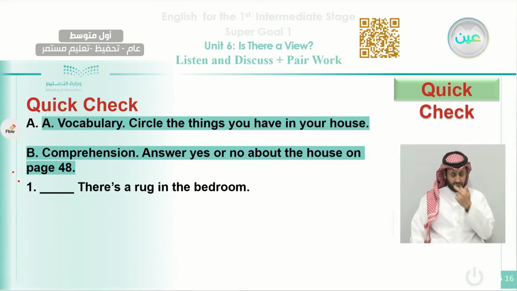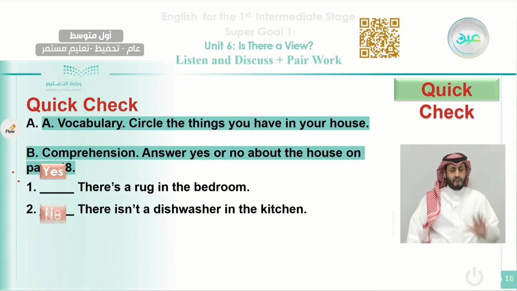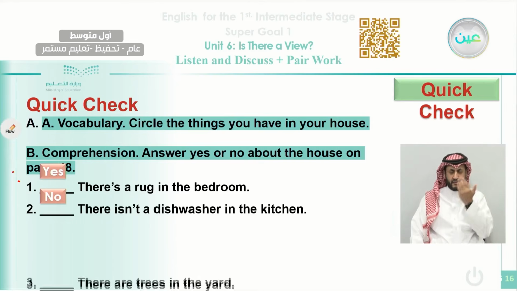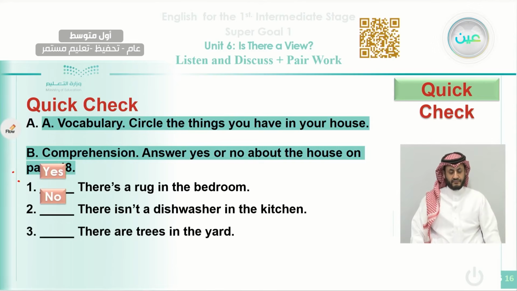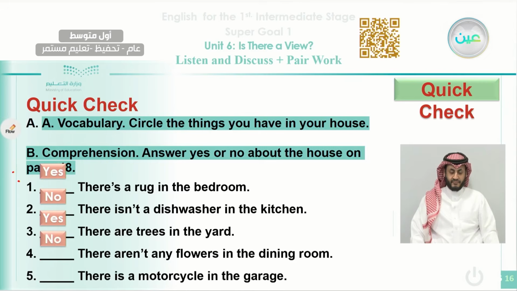The first one, there is a rug in the bedroom. Is that true or false? That's yes. And here also, there isn't a dishwasher in the kitchen. That is also no. There is no dishwasher in the kitchen. There are trees in the yard. That's no also. And here there aren't any flowers in the dining room. No, the answer is no. There is a motorcycle in the garage. That is correct. Okay, now we could tell about the house, and you can learn about it.